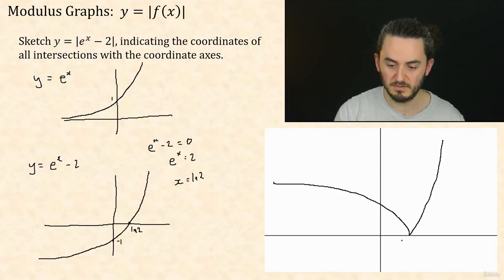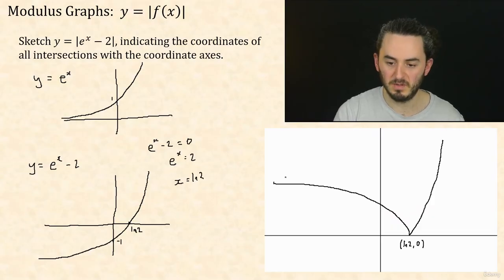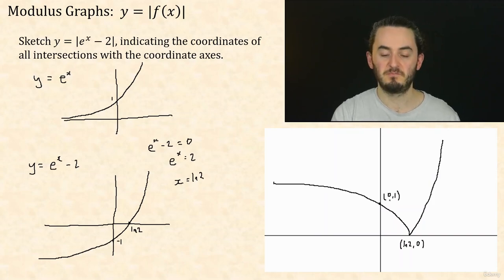And we need to include all of the intersections. So we know that this part here has the coordinate ln 2, 0, x is ln 2, y is 0. And this point here, well, it was this point minus 1 getting flipped up, which means this has x coordinate 0 and y coordinate 1.